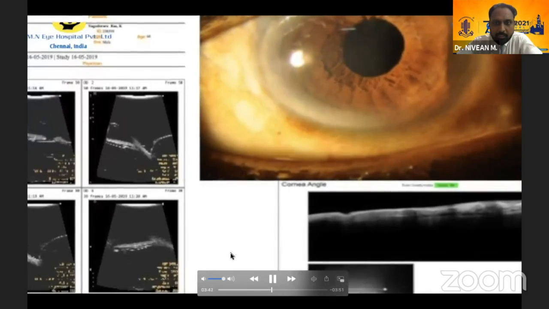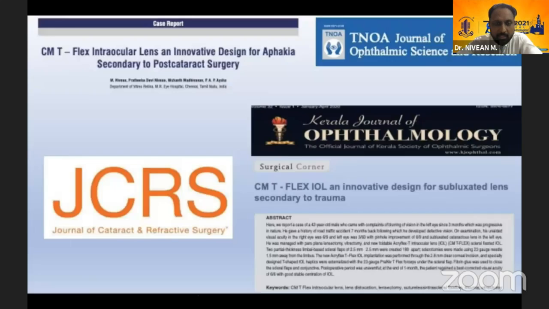So this is a very easy method and a lens that can be used. And these are some of the publications in our local journals. And very happy that recently in JCRS, it has been accepted as an innovative design for aphakia and post-cataract surgeries.